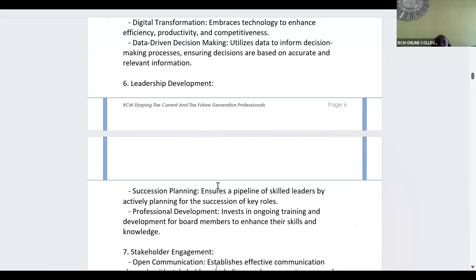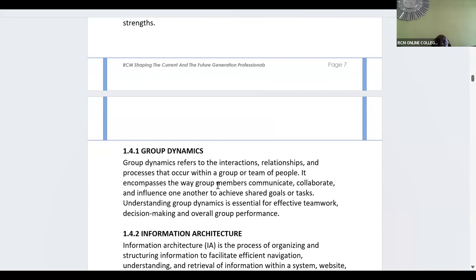So now we're looking at group dynamics, very, very important. Group dynamics refers to the interactions, the relationships, the processes that occur within a group or team of people. It encompasses the way group members communicate, collaborate, and influence one another to achieve some shared goals or tasks. Understanding group dynamics is essential for effective teamwork, decision making, and overall group performance.